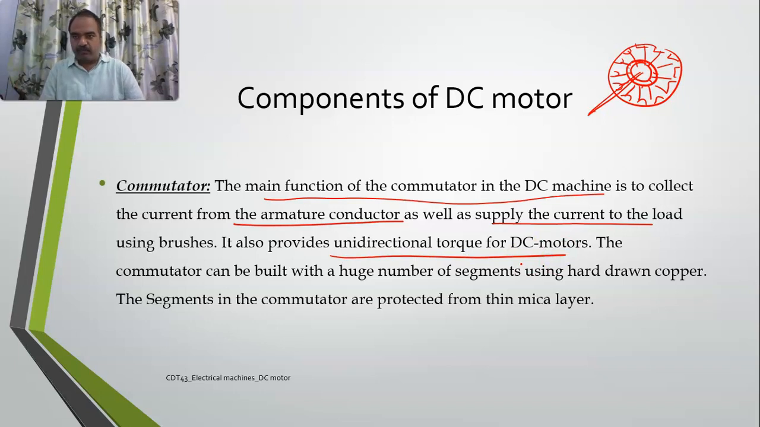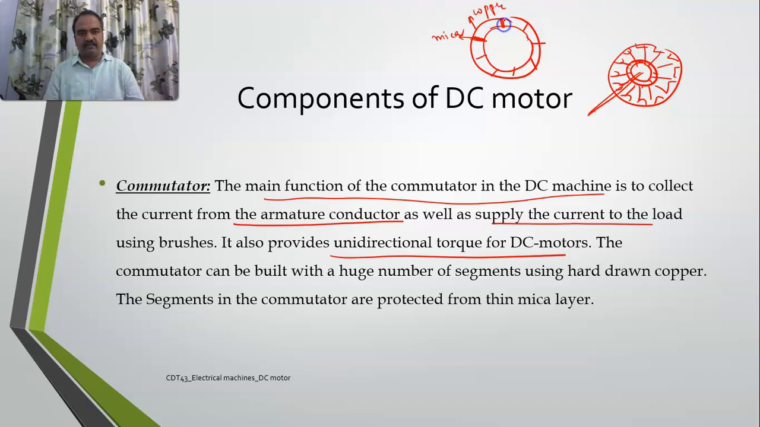Generally, it is made up of copper because it is supposed to carry currents, and it will be made up of segments. See, if this is your commutator, it will be made up of segments, not a complete material. See, this is one segment. This is a material between this segment. This is mica, and this is copper. So alternately, mica will be placed between the copper segments, commutator segments. So this one is called as segment, commutator segments.